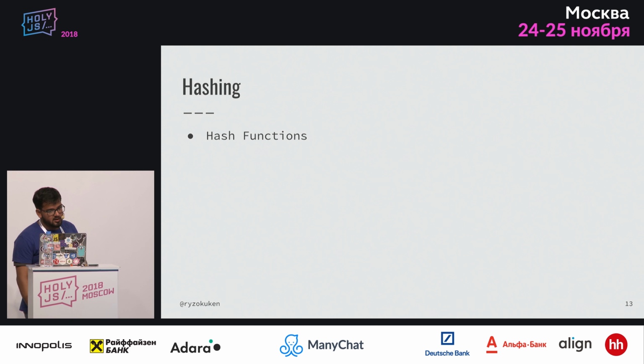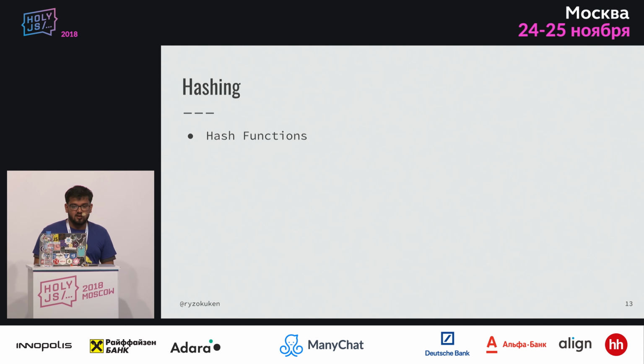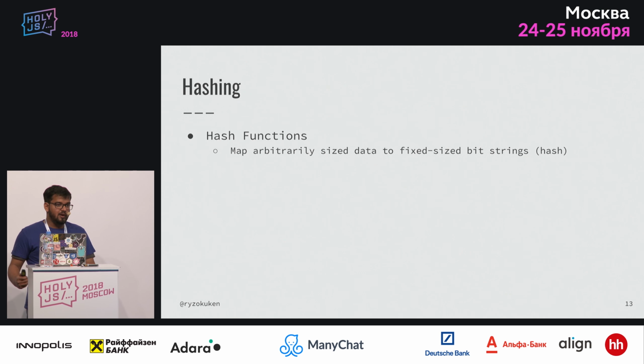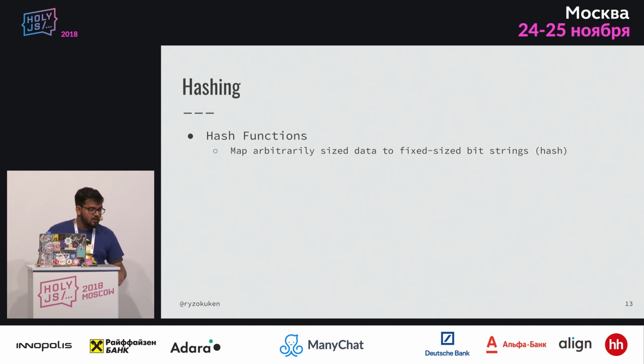So hashing, if you didn't know what it is in the minority, is the use of hash functions basically. So what do hash functions do? They map arbitrarily sized data to fixed bit strings. So you take an input, which could be any sort of input, however big, and it just maps that to a fixed size string, which is the output hash.